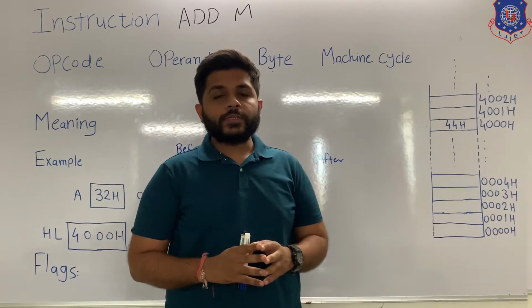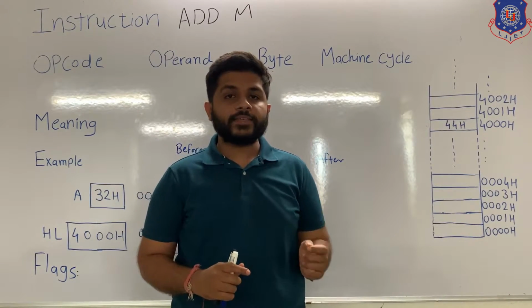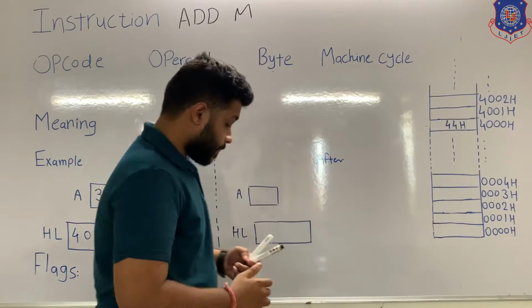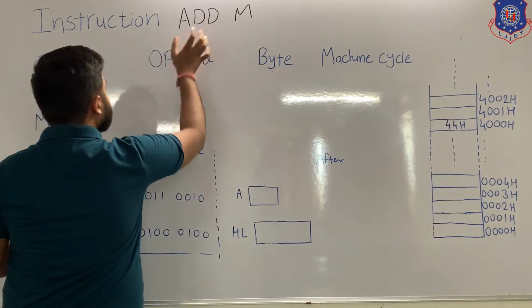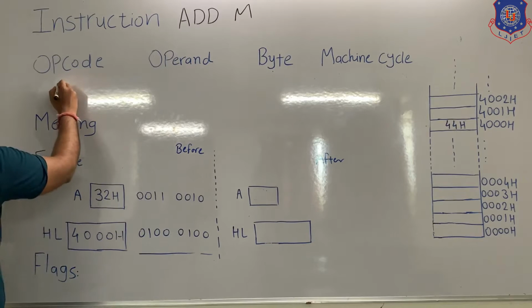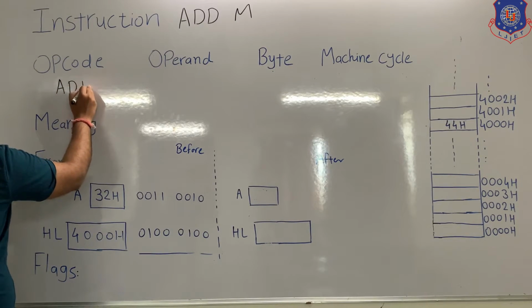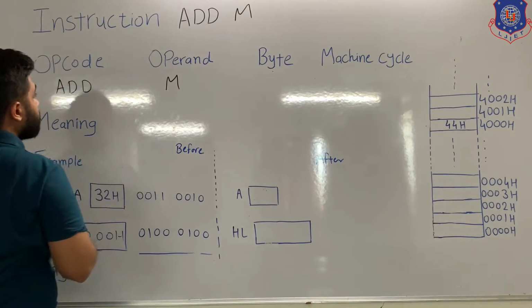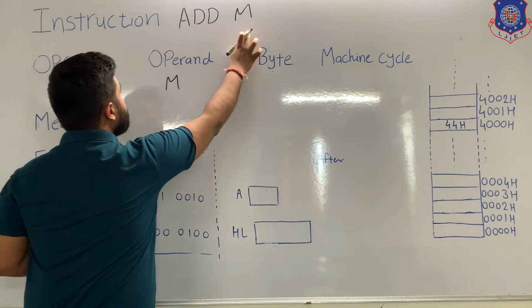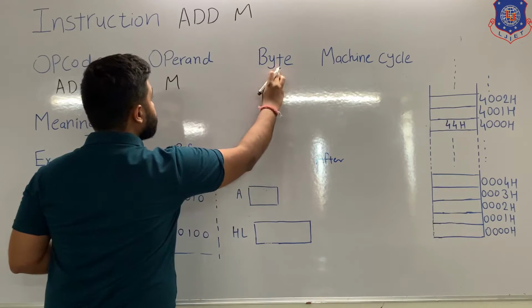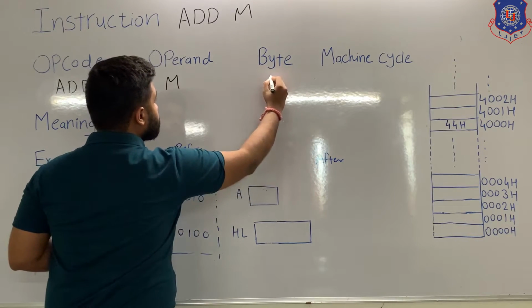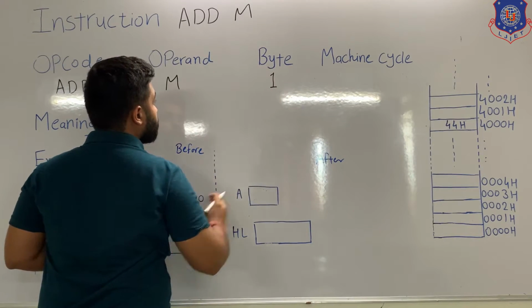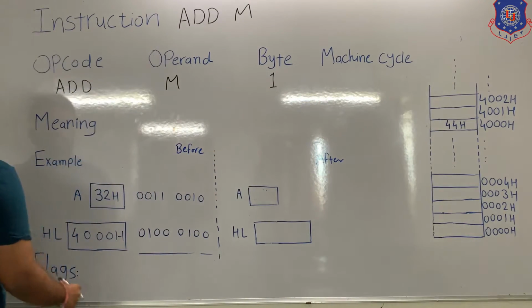So now we are going to see the instruction, that is add M. For this instruction, the first part is opcode. So opcode is add. The remaining portion of the instruction is operand, that is M. In this instruction, you can see no data. It means this instruction is of 1 byte. Machine cycle, we will see that. Before that, let's see the meaning of the instruction.